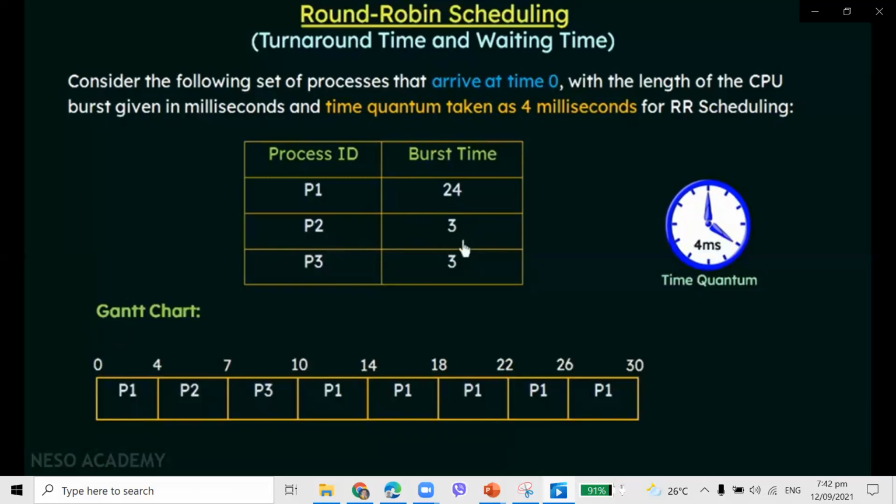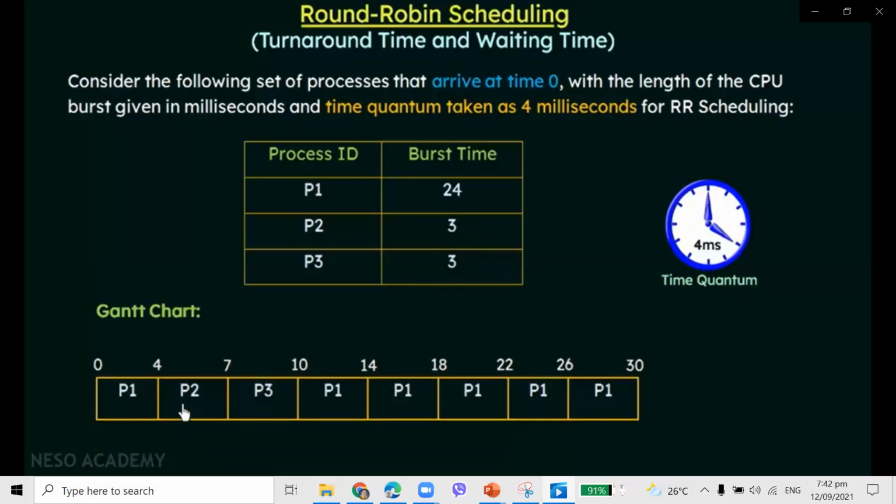P2's burst time is 3 milliseconds. So at the 4th millisecond, P1 is preempted and P2 now gets the CPU. Now P2 also will be allowed to execute for 4 milliseconds, which is the time quantum. But we see that the burst time of P2 is only 3 milliseconds. It is less than the time quantum. So it will execute only for 3 milliseconds.